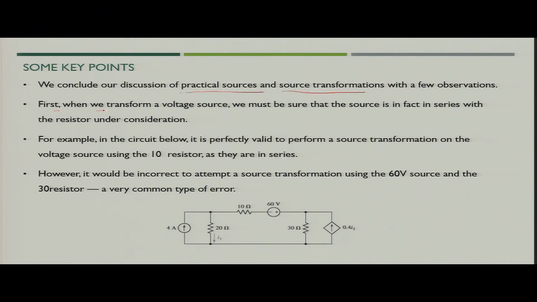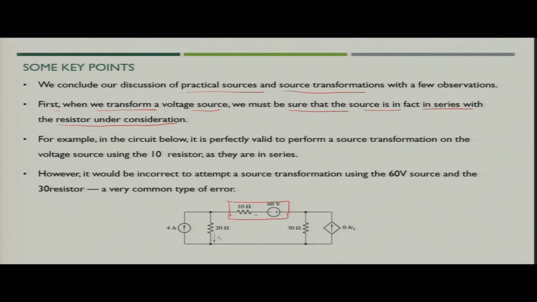First is that when we transform a voltage source, we must be very sure that the source is in fact in series with the resistor under consideration. Say for example, if you see the circuit below, it is perfectly valid to perform source transformation to the voltage source and 10 ohm resistance, which is in series with the voltage source.